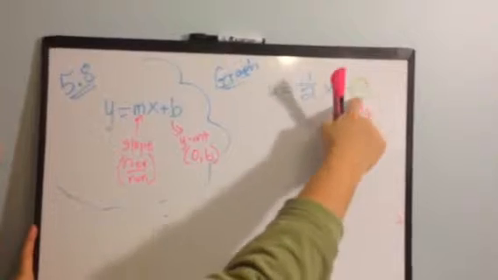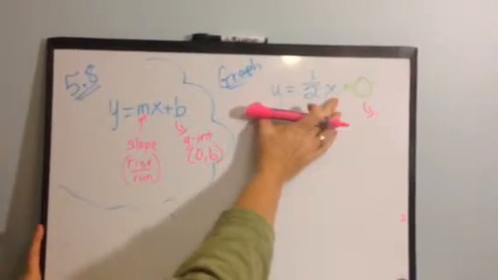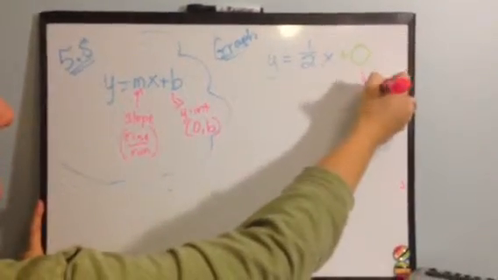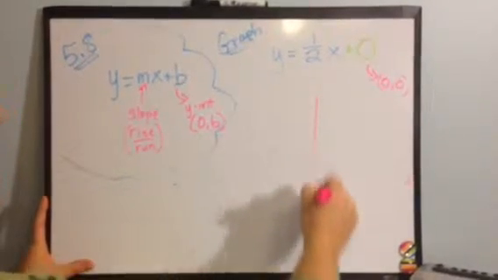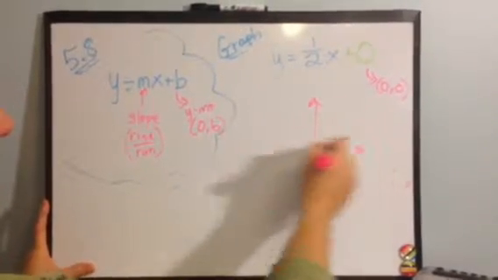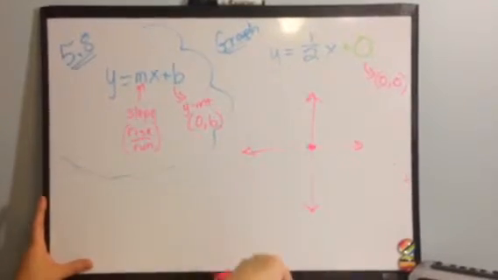So I added plus nothing. Doesn't change the value of this linear equation. So my y-intercept is now the point 0, 0. Point 0, 0 is right there in the origin.